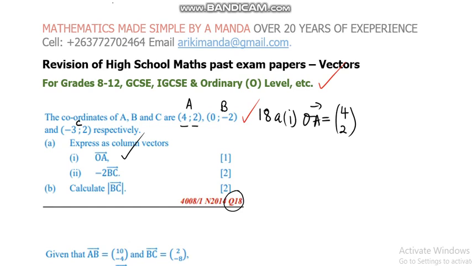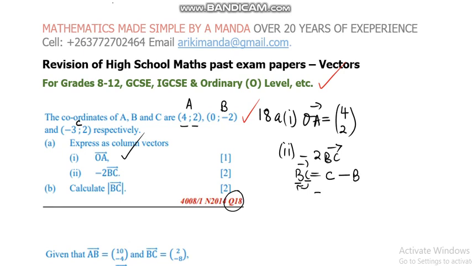Let's proceed to part 2, which says find -2 vector BC, right? This one is simple. Starting point here will be to find vector BC. Vector BC is equal to what? This C will subtract this letter here, right? Vector BC is the same as C subtract what? B.